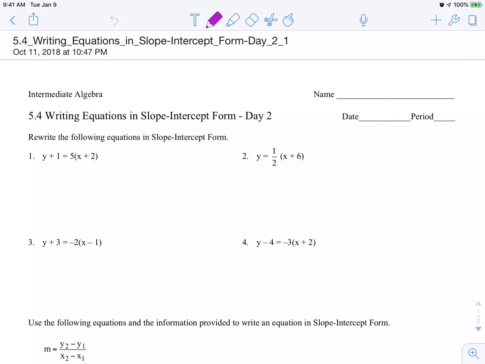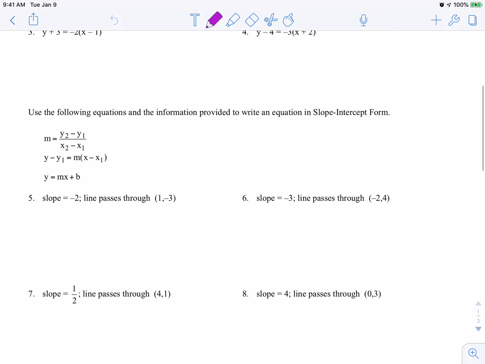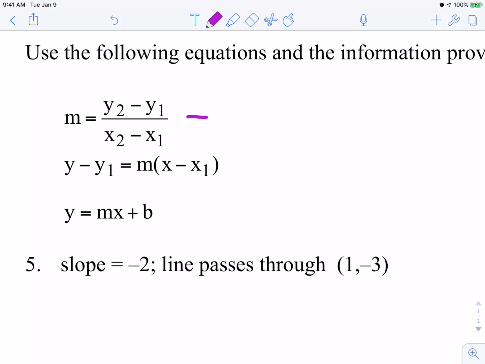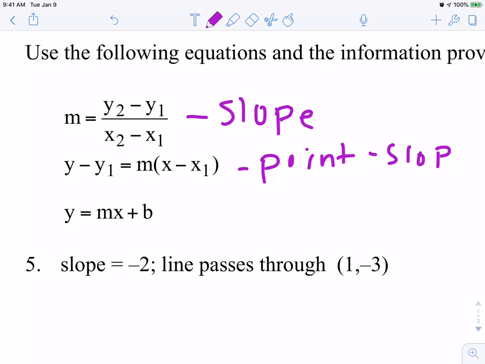5.4 Writing Equations Day 2. So yesterday we did a little bit of this. Today we're going to expand on what we've done. Remember your three equations right here. First one is your slope equation. This is your point slope. And the third one is your slope intercept.